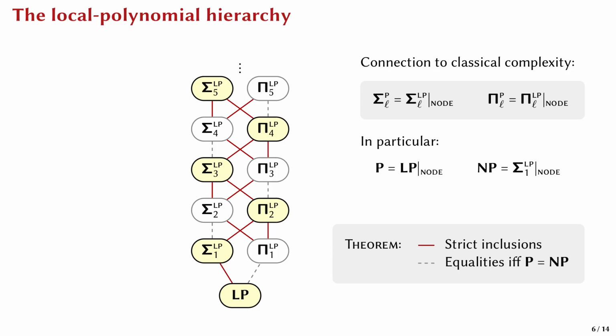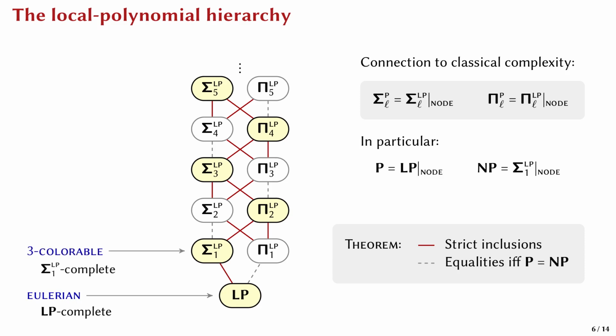So what's inside the yellow classes? Let's look at some examples. In LP, we have Eulerianness. And this is actually a representative property for this class because it is LP complete under an extended form of polynomial time reductions. Then, one level higher, we have 3-colorability, which is again a representative property for that class because it is sigma 1 complete.